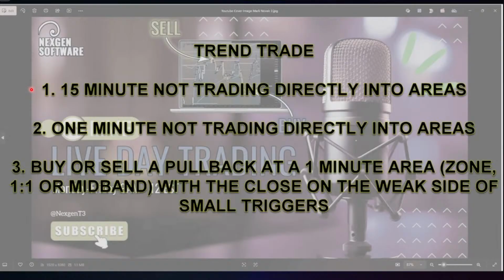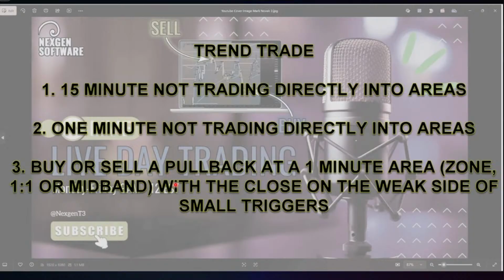Someone asked me once, Mark, what's the difference between trading into an area and trading to an area? Well, if you start a walk 6 inches from a wall, you just walked into the wall. If you start a walk 8 feet from the wall, you're walking to the wall. You had room to the wall. So guys, don't walk directly into an area. The 1-minute chart says don't trade directly into areas. So clear path on 2 different charts is the first 2 rules for the trend trade.